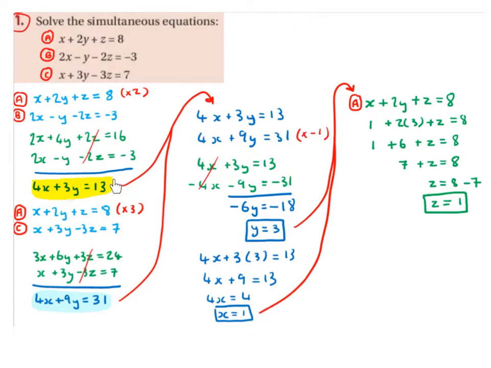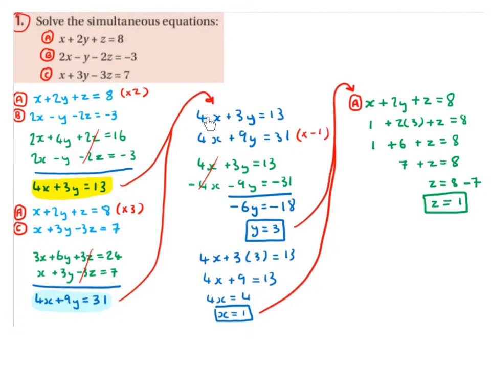So I'm going to take this equation and I'm going to write it up here. And I'm going to take this equation and I'm going to write it underneath. And I'm going to multiply this entire line by minus 1. So 4x by minus 1 is minus 4x. 9y by minus 1 is minus 9y. 31 by minus 1 is minus 31. Now my x's will cancel. 3y minus 9y is minus 6y. 13 minus 31 is minus 18. And minus 18 divided by minus 6 is 3. So y is equal to 3.